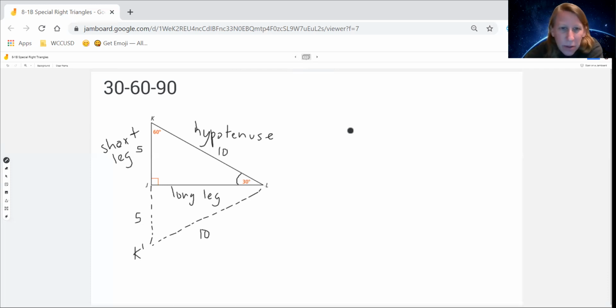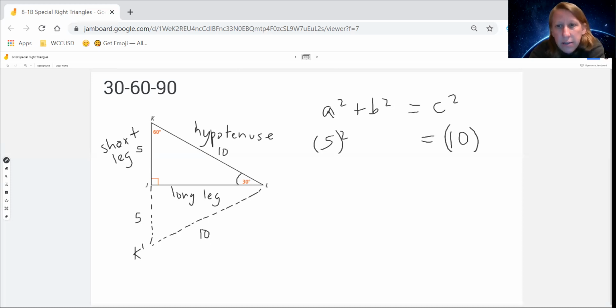You can use the right triangle theorem. To find the long leg, you could do a squared plus b squared equals c squared. Okay, and we know the short leg is 5. And we know the hypotenuse is 10. It's twice as long because the short leg is only half of the equilateral. And we would need to find the longer leg. So this is going to be 25 plus x squared is 100.